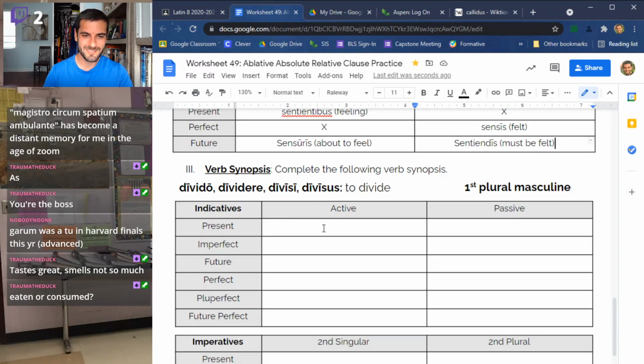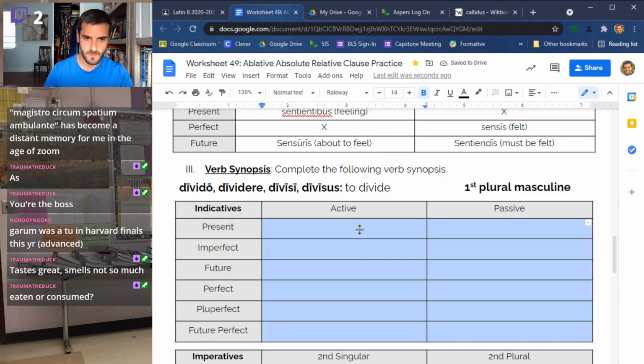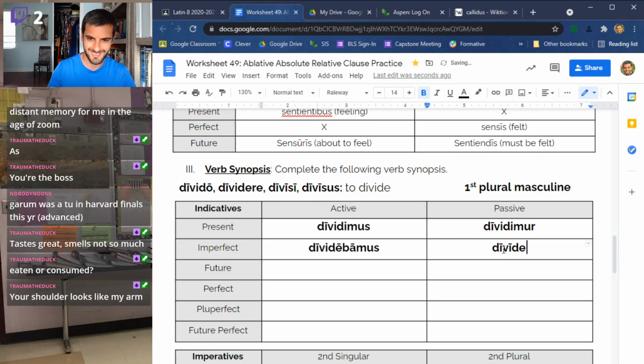Last thing, the verb synopsis. All right, so divido. We've got a third conjugation, divido, dividere. So we've got first plural masculine. Those are all long. Dividimus, we divide. And dividimur, we are divided, we are being divided. Dividebamus, we were dividing. Dividebamur.